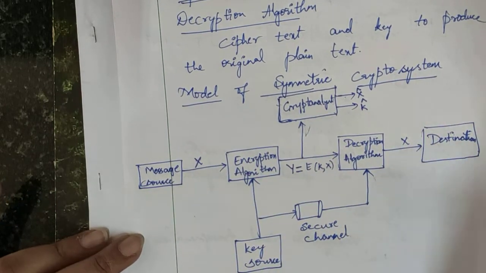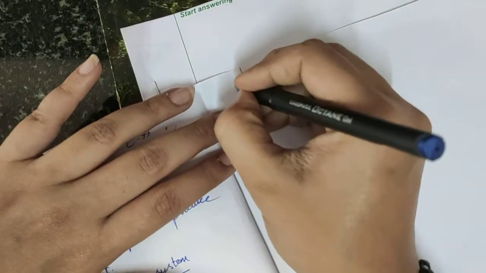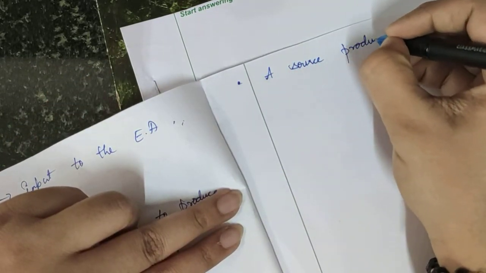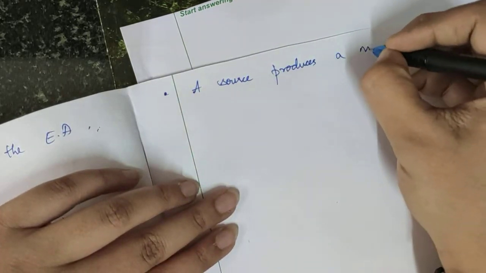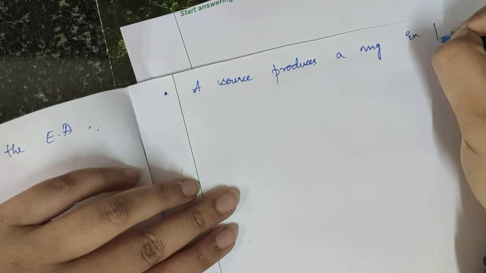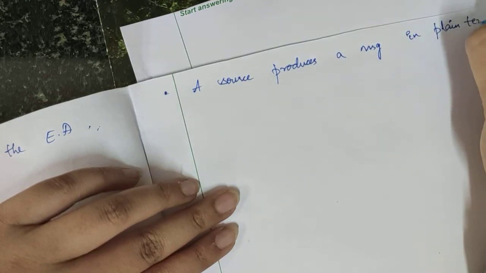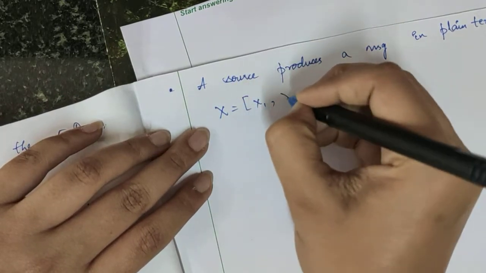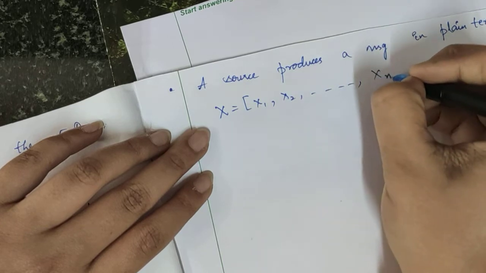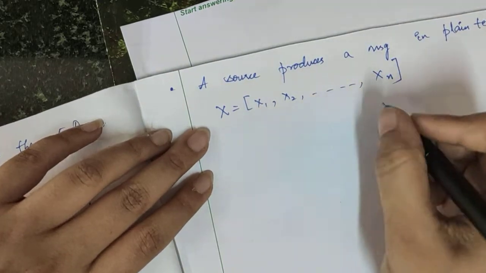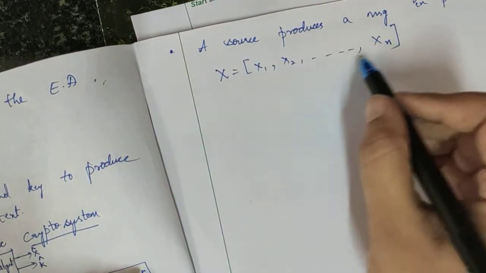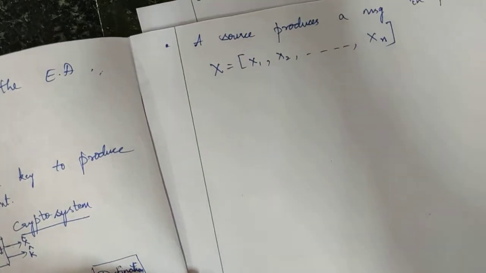Okay, how the process goes on is, first in the source a message will be produced. The source produces a message, and that will be in, as we know, plain text, right? I will denote that plain text as x: x1, x2, and so on up to xn. This is nothing but my plain text. Since we are generalizing the concept, I am using this form, so don't get confused.